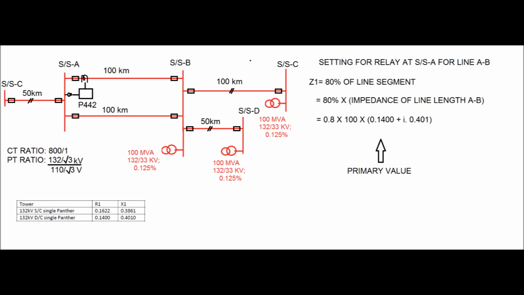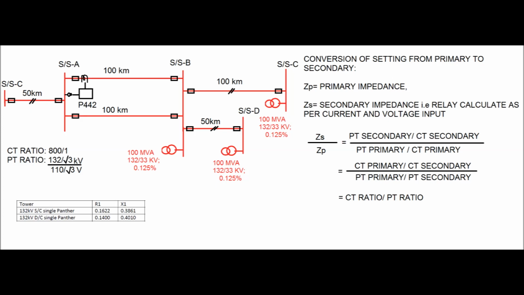We have to convert it to a secondary value to calculate the setting for P442, because the MICOM P442 relay only understands the secondary value. It will automatically convert it to the primary value by means of CT ratio and PT ratio, and check the actual fault impedance in the primary value.